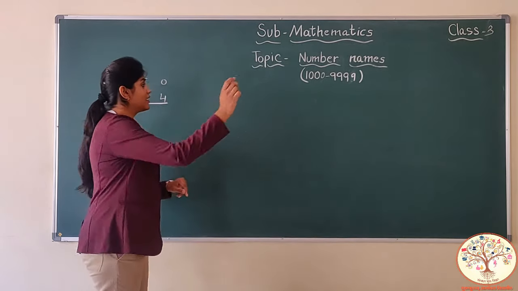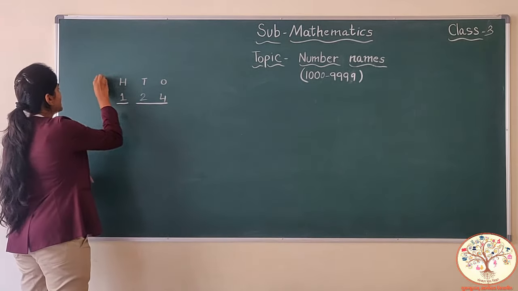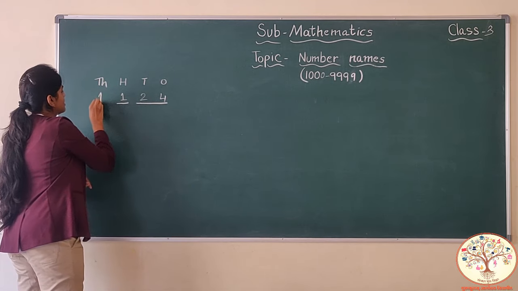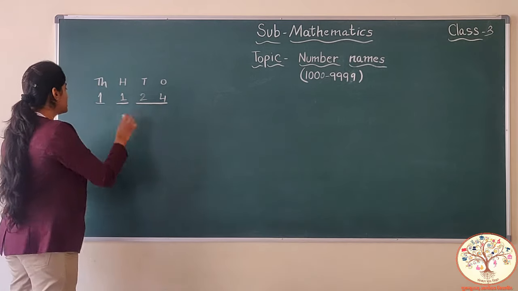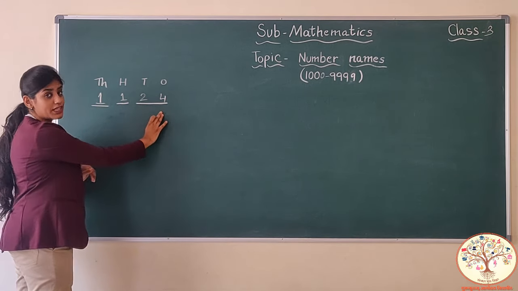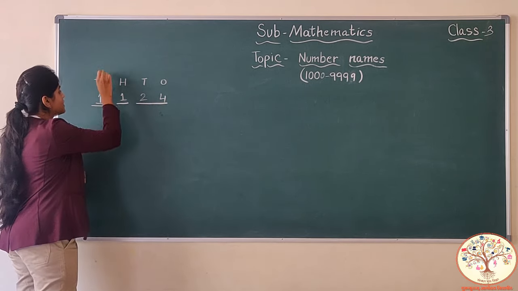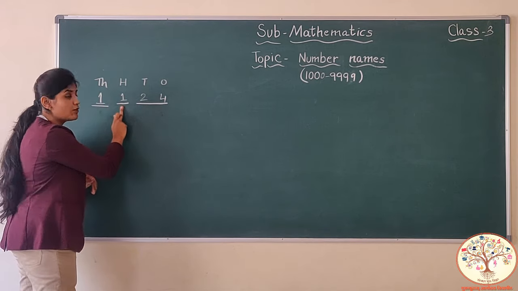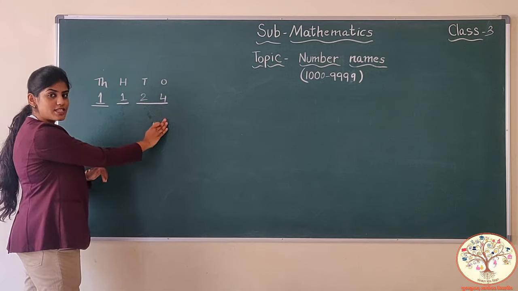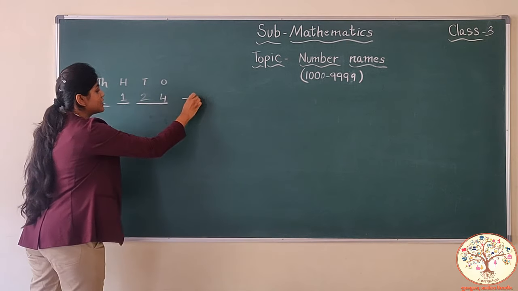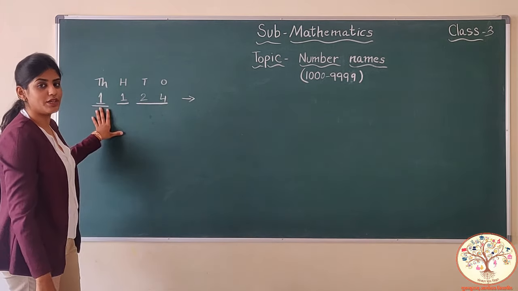Now, there we learned about the fourth place, that is 1000. Similarly, when we learn the number name for 1000, we divide it into three parts. That is, the first part is 1000, the second one is 100, and the third part is tens and ones read together. Now let's write the number name for this number.